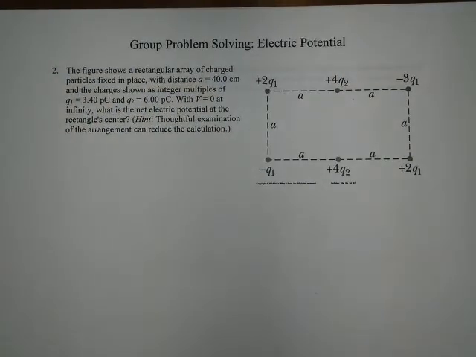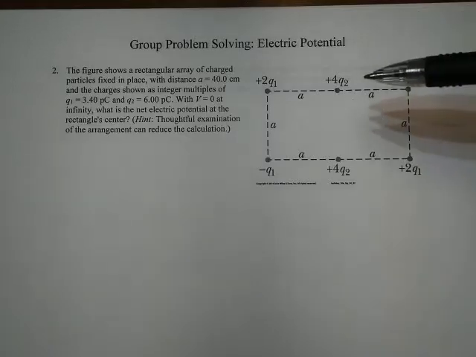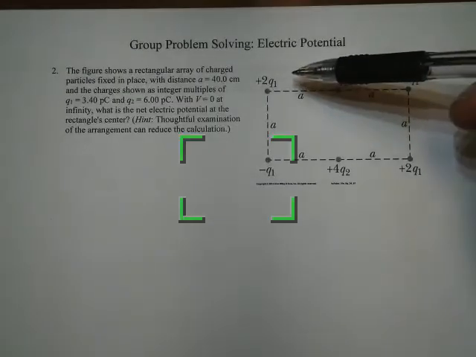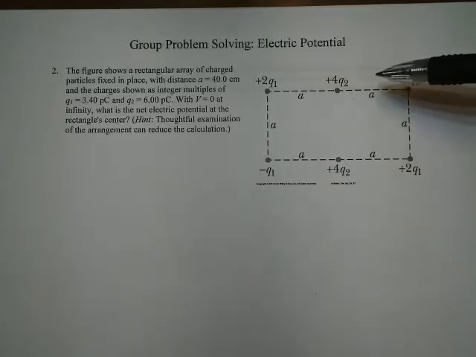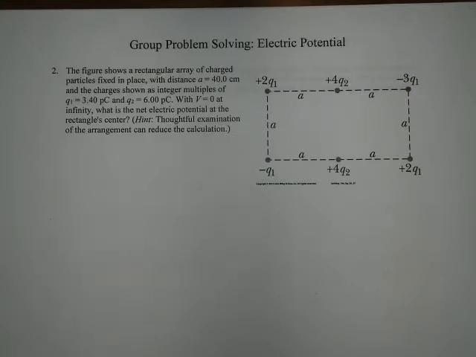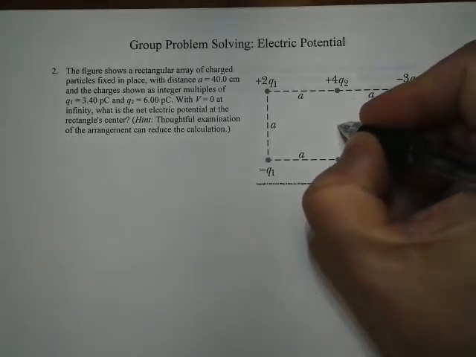Second problem we looked at was another point charge problem with 6 charges in a rectangular array. It says the figure shows a rectangular array of charged particles fixed in place with a distance of a equals 40 centimeters, and the charge is shown as integer multiples of 3.4 picocoulombs and 6 picocoulombs. So if V is 0 at infinity, which is code for saying, hey, I can use my point charge relationship to figure out what the potential is, what is the net electric potential at the center of the rectangle?